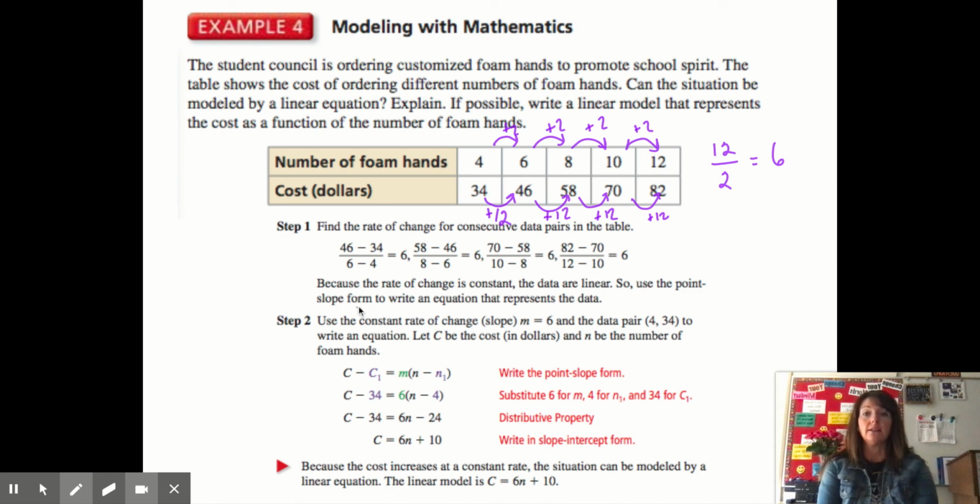So since we have a constant rate of change, it is linear. Because it is linear, we can now write the function. So we'll use the constant rate as our slope, and you can pick any data pair to do this. They picked 4, 34, because remember, this is the x, the input value, this is the output, the y. So we have c minus 34 is equal to 6 times n minus 4, and then we'll simplify to get the function.